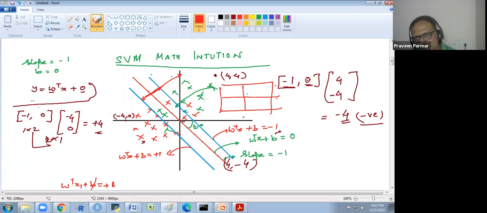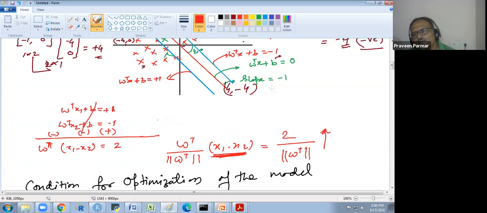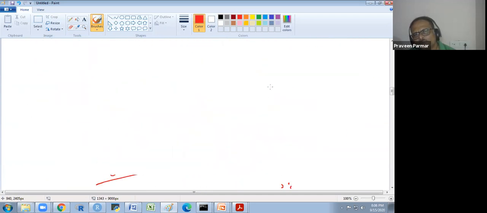There would be a plus 1 slope. That's the main thing. The slope will change from negative to positive.